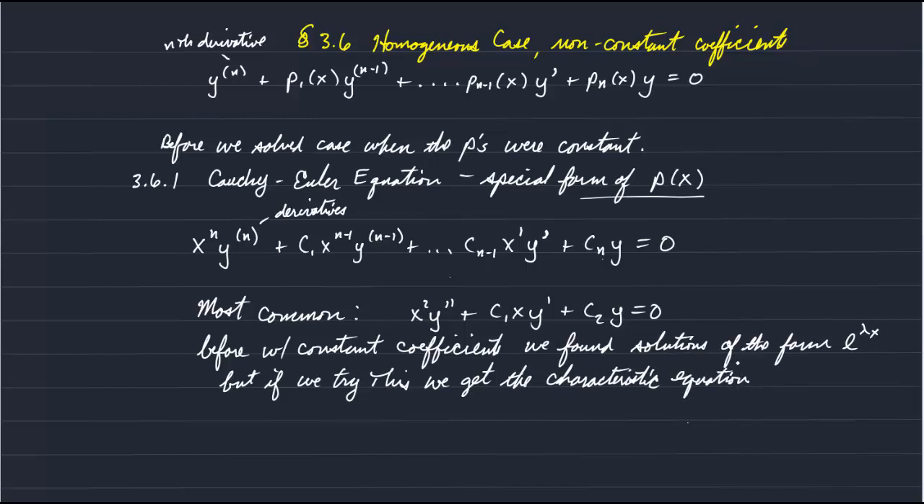Remember, we got the characteristic equation by assuming that y was proportional to e to the lambda x and substituting that into the equation. In this case, the characteristic equation is x squared lambda squared plus c1 x lambda plus c2 equals 0. Remember, the power on lambda turned out to be the same as the order of the derivatives when we use an equation of this form. Now, the problem with this equation is, remember, we assumed that lambda was constant, but in order for this equation to be true, lambda must be a function of x.